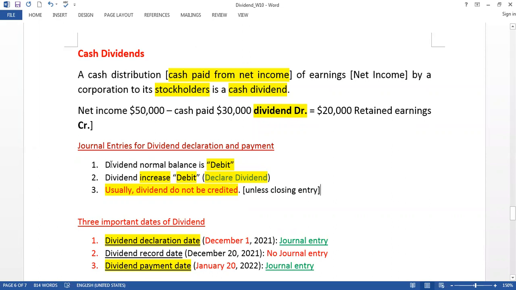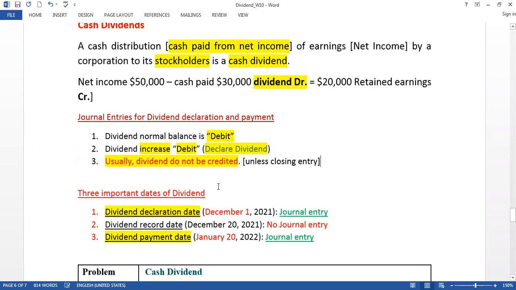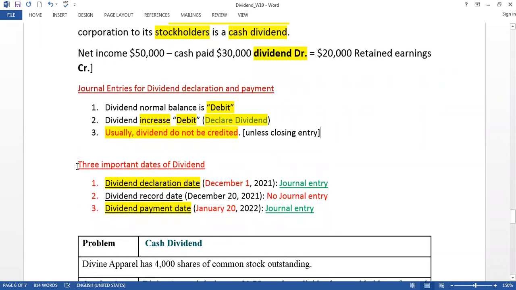So this is the story of debit credit. Now look at 3 important dates. This is based on what actually happened in the capital market. In the capital market, a company declares a dividend one day, but pays the dividend on another day.